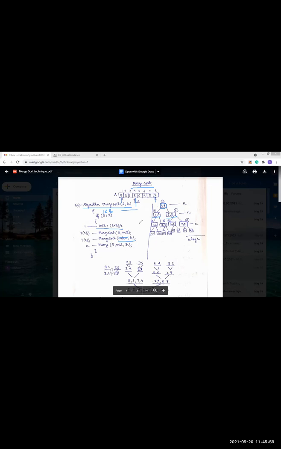Why recursively called? Because our low is 1 and high is 4 in this part. So low is less than high, so again we will get the mid. Mid equal to low plus high by 2. That means it will be 1 plus 4 by 2, so our mid will become 2.